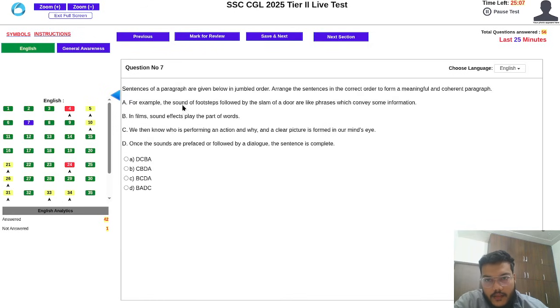In film, sound effects play the parts of words. For example, the sound of footsteps followed by the slam of a door are like phrases which convey some information. Once the sounds are prefaced or followed by the dialogue, the sentence is complete. We then know who is performing the action, why, and can clearly picture it in our minds.